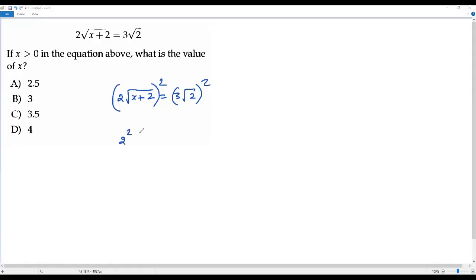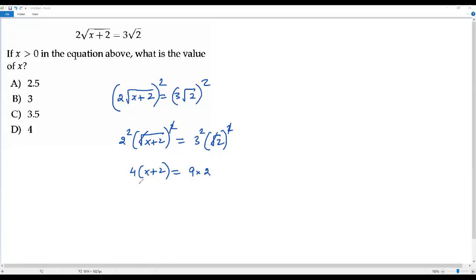Then we get 2 squared times square root of x plus 2, the whole squared. And the same thing on the right side, that is 3 and square root of 2 are multiplied and we have the exponent 2 in common, so we take this exponent separately for each and multiply the results. Then we get 3 squared times square root of 2, the whole squared. Here the square and square root cancel out, and the same thing on the right side. We know that the value of 2 squared is 4, that is 4 times x plus 2 equals the value of 3 squared is 9, times 2.